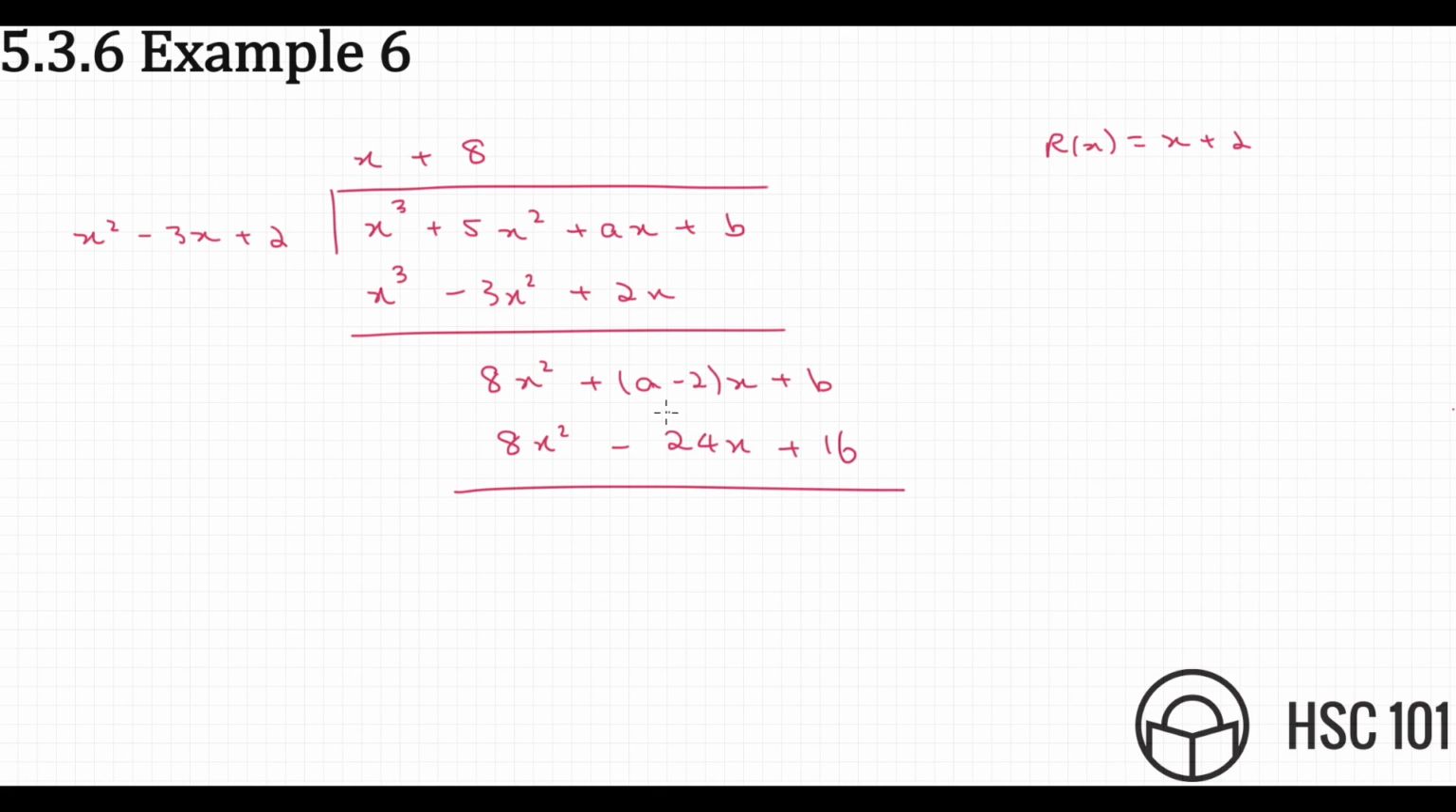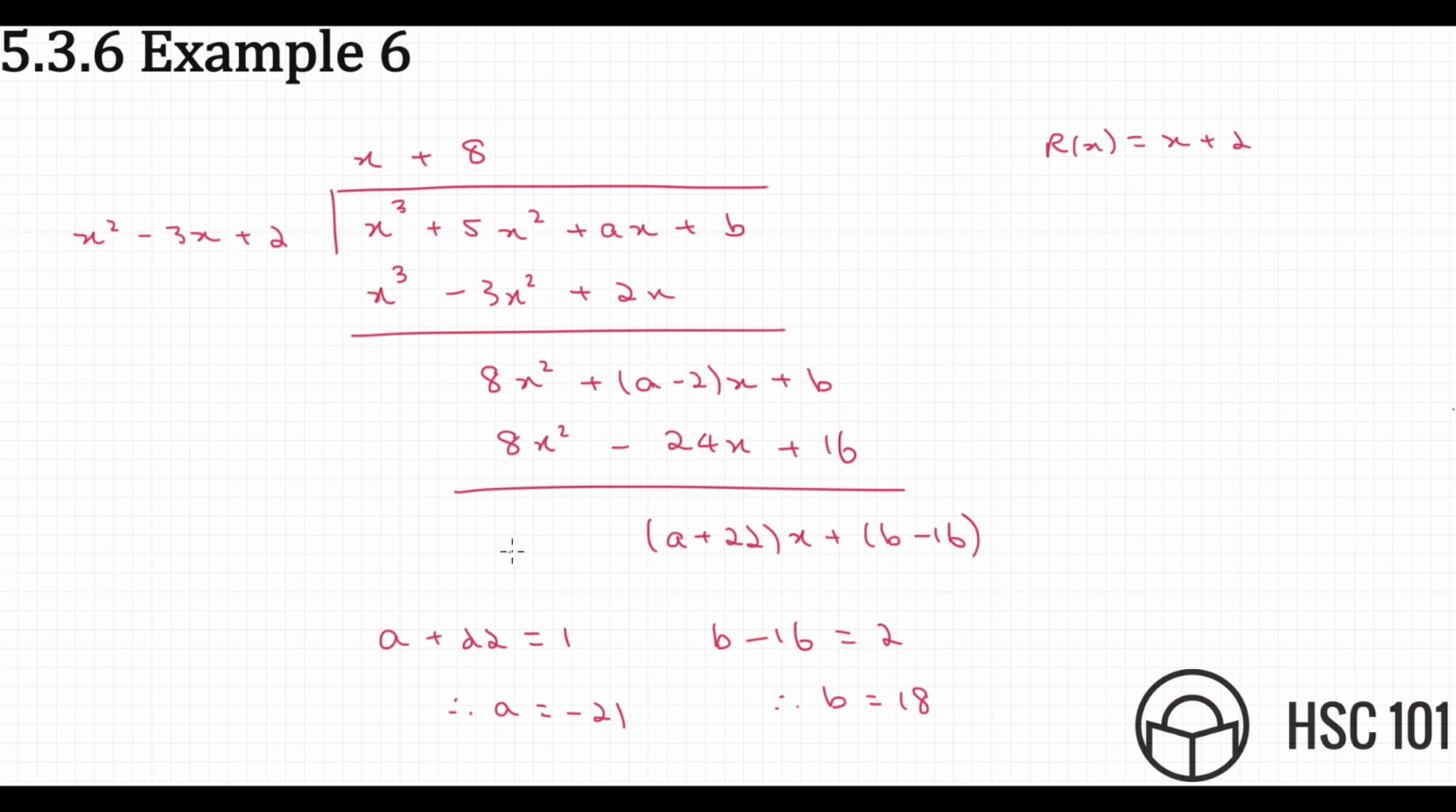But right now, 8x squared minus 8x squared cancels away. A minus 2 minus 24, that's going to be a minus 2 plus 24. So we've got a plus 22, lots of x. B minus 16 is going to be plus b minus 16, right? So once we've got this, we say a plus 22 must be equal to 1, and b minus 16 must be equal to 2. So that's essentially how you're going to get a is equal to negative 21, and b is 2 plus 16, which is 18, right?